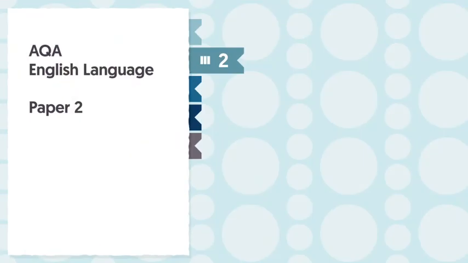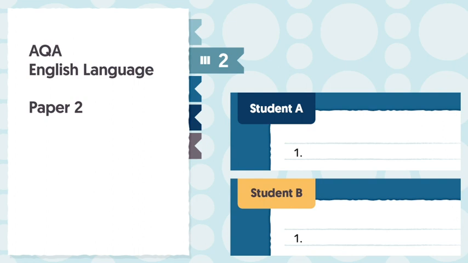Okay, in this video we're going to talk through how to approach AQA English Language Paper 2 Question 2. We'll do this by looking at two extracts from student responses to a set question, so don't forget you can always pause the video at any point if you need time to read through something on screen.